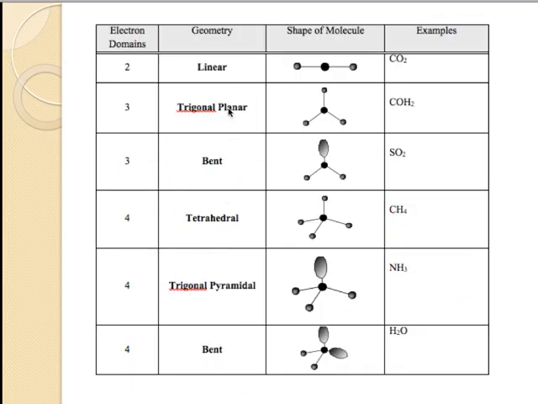All right, so the shapes you need to know: linear, 2 electron domains, with atoms on either side. Then trigonal planar, 3 electron domains. These are all in the same plane. Bent, you can have a bent with an electron domain being trigonal planar, but only 2 atoms bonded. Bent. And then trigonal planar has the 3 atoms on all sides.